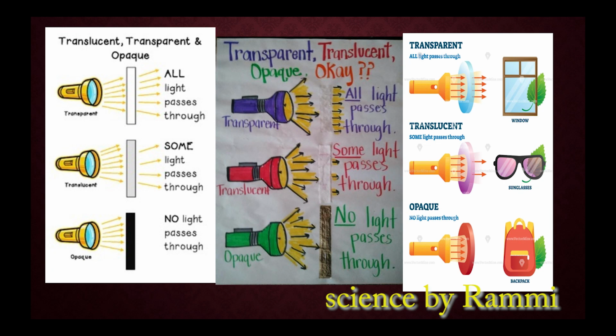Once you see this slide, you can see the way light passes through transparent, translucent and opaque materials and the nature of the image. We can see the image very clearly when we observe through transparent objects. A blurred image is seen when observing through a translucent object, and nothing is seen when we observe through an opaque object.